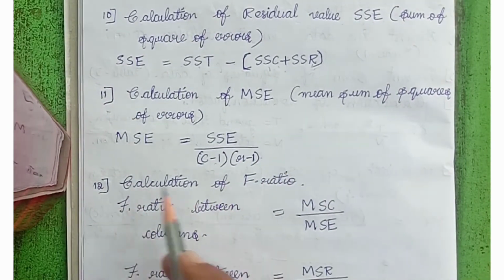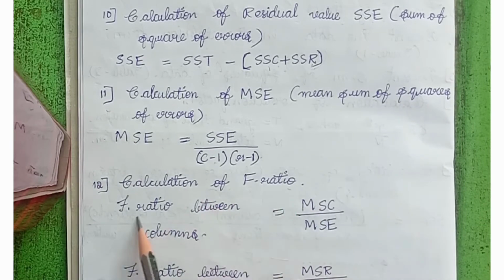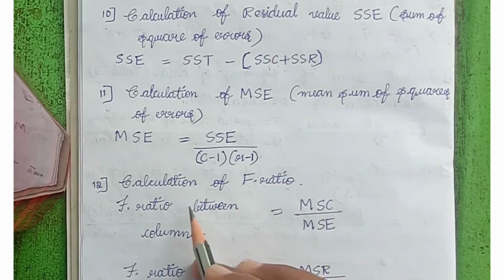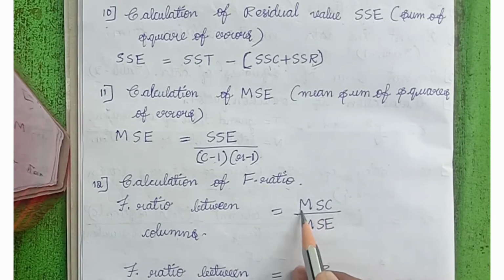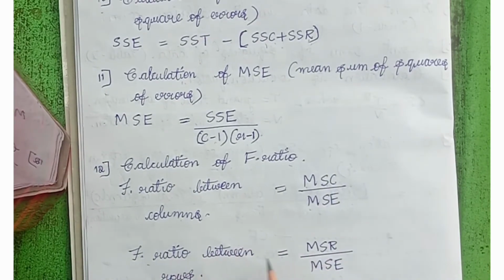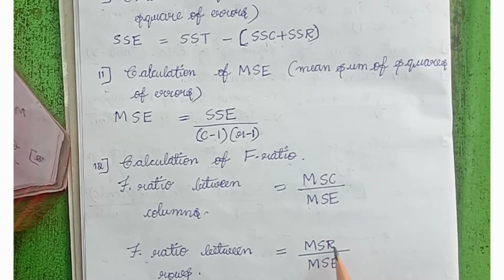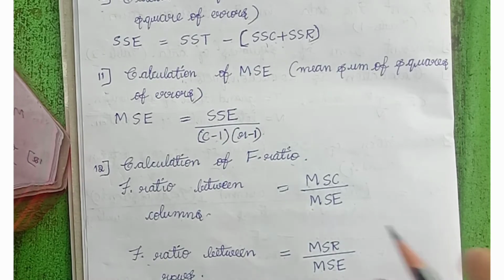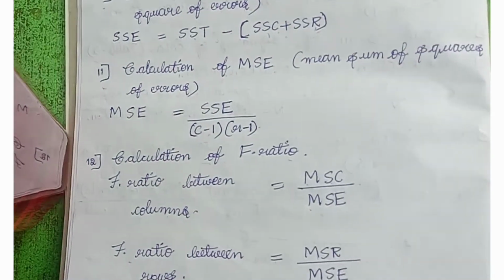In the last step, calculation of the F ratio. F ratio between the columns and between the rows. F ratio between the columns formula is MSC divided by MSE. And F ratio between the rows is equal to MSR, this is rows, divided by MSE, this is errors. Those values you have to take to calculate the F ratio.